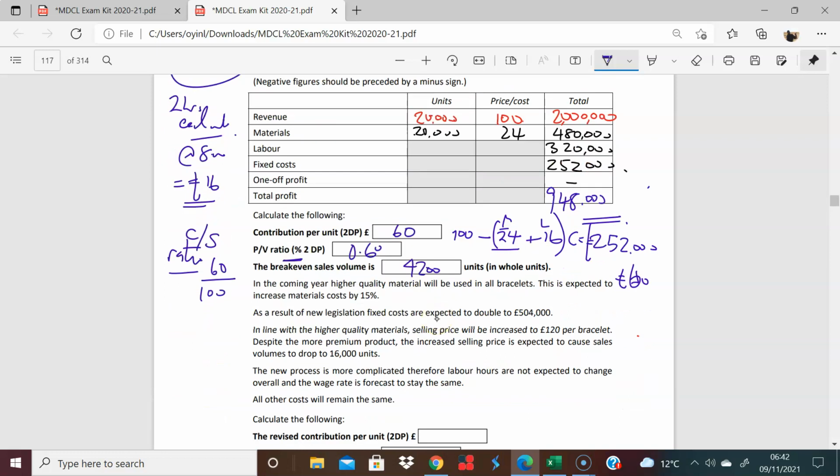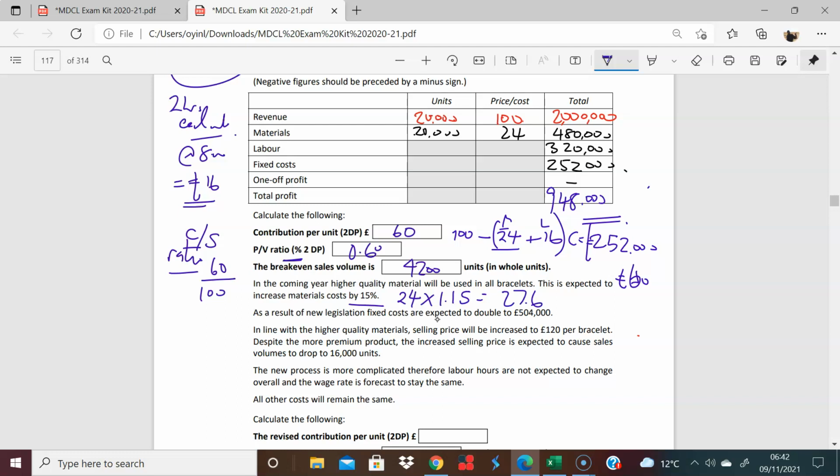Then the next part of this question goes on to expand a little. It tells you in the coming year, material costs are going to increase by 15%. So I'll just do that very quickly. That's 24 times 1.15, which is equal to 27.6.